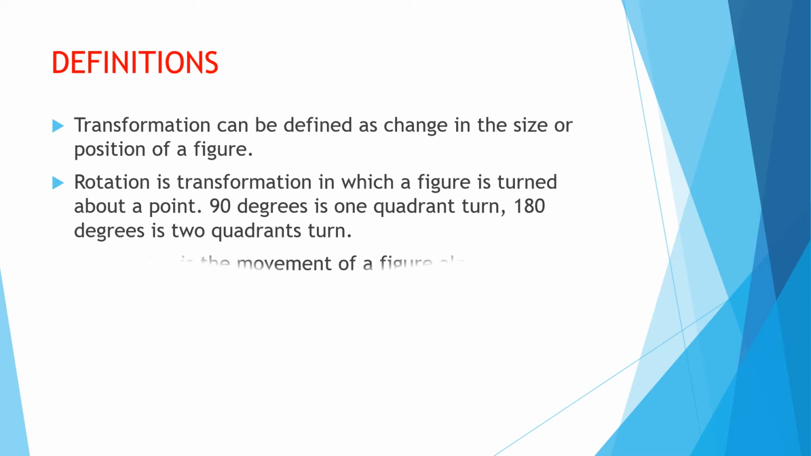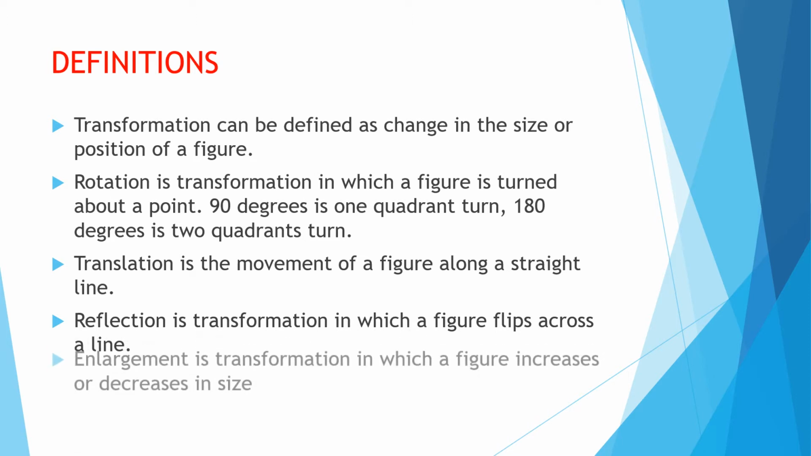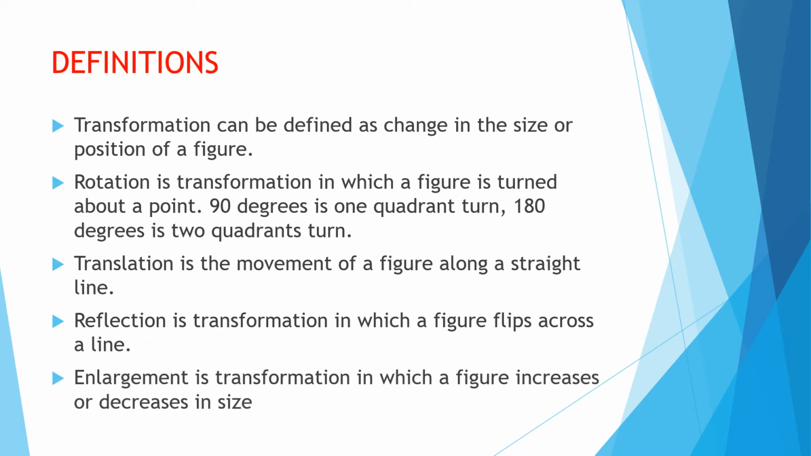We also have translation. Translation is movement of a figure along a straight line. And then we look at reflection. Reflection is a transformation in which a figure flips across a line. And then we have enlargement, which can be increasing or decreasing in size of a figure. It depends on your scale factor.